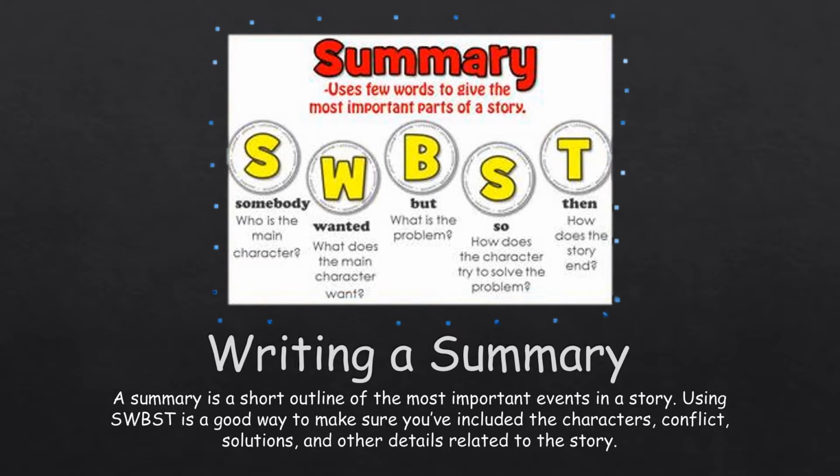In this video, I will be explaining how to write a basic summary using somebody wanted but so then. A summary is a short outline or recap of the important events in a story or chapter. Following somebody wanted but so then will help you to remember to include key details like main characters, conflicts, and resolutions that should be mentioned in a summary.